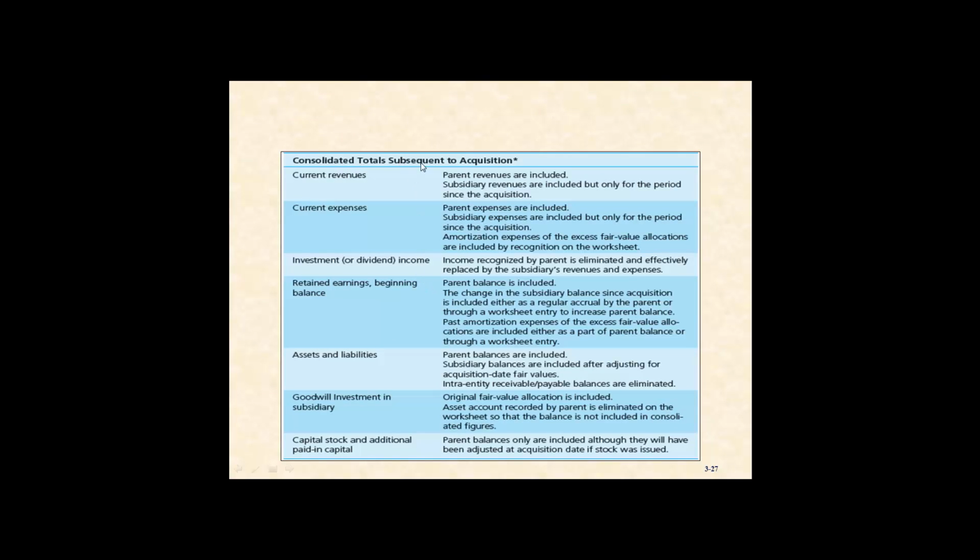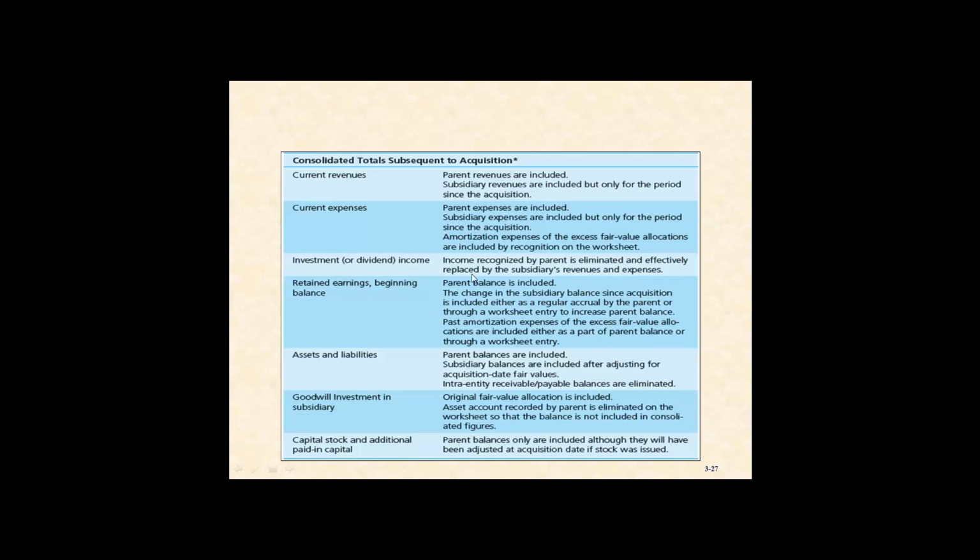So these are consolidated totals subsequent to acquisition. The current revenues: the parent's revenues are included. Subsidiaries' revenues are included, but only for the period since acquisition. Current expenses of the parent are included, and the subsidiaries' expenses are only included for the period since acquisition. Amortization expense of the excess fair value allocations is included by recognition on the worksheet.